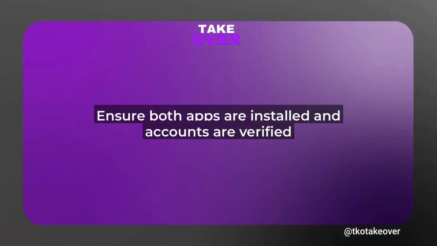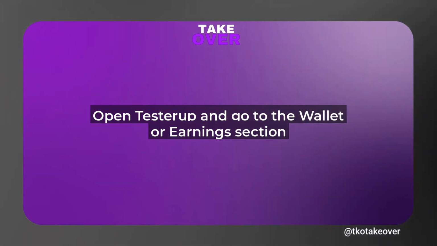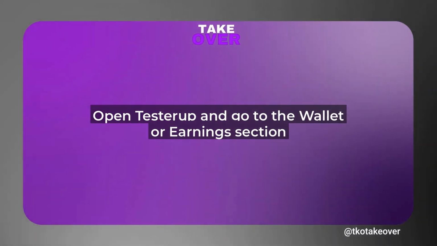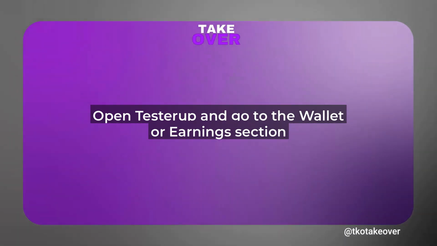Step 1. Open the Testerup app and log in with your credentials. Once you're in, head over to the Wallet or Earnings section. It's usually right on the home screen for easy access.